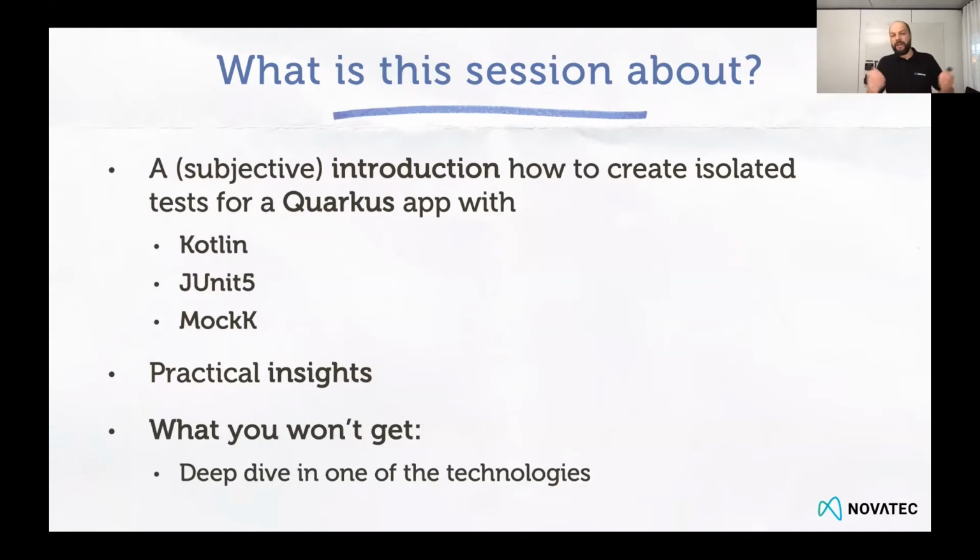So as the application is already written with Quarkus and Kotlin, we're going to use Kotlin for creating the tests as well. And we're going to use JUnit or JUnit 5 and MockK to mock certain things. If you heard of these technologies, Quarkus, Kotlin, JUnit and MockK, very good. If not, no problem. I will give you a short introduction in these technologies.